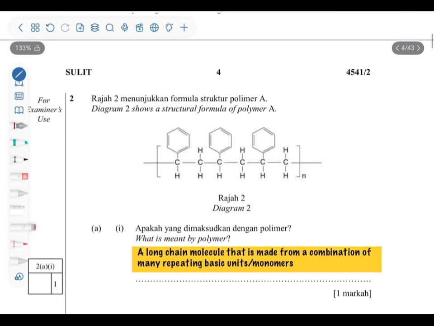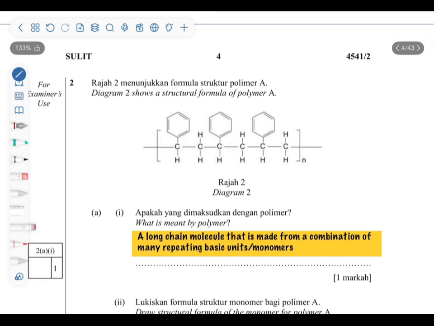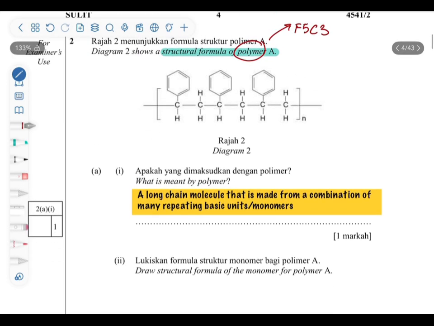Okay, let's continue with the diagram 2. So this is a structural formula for the polymer A. You will know that something related to polymer actually comes from the syllabus Form 5 Chapter 3. So first question, what is meant by polymer? I strongly encourage you to look through, read through, or even memorize the definitions for all the chemical terms that have definitions. So polymer is a long chain of molecules that is made out of combinations of many repeating basic units, or we say monomers. So of these 2 words you can choose either one. Either you want to choose basic units or monomers, it doesn't matter.